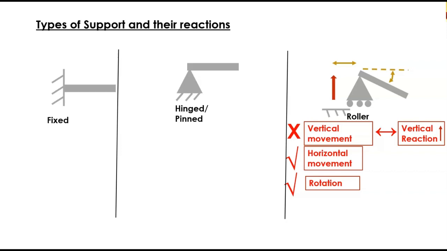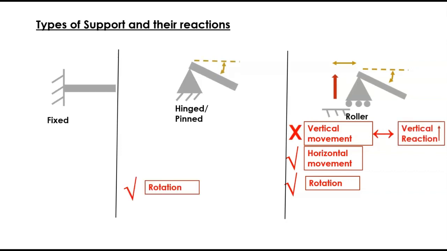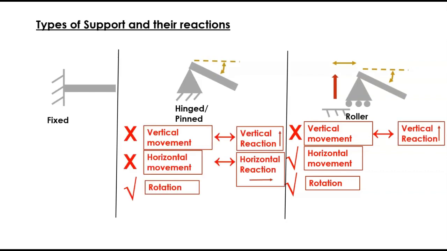Now look at the hinged or pinned support. What will happen? As you can see, only rotation took place and there is no vertical movement. There is no horizontal movement, which will appear as vertical reaction and horizontal reaction.